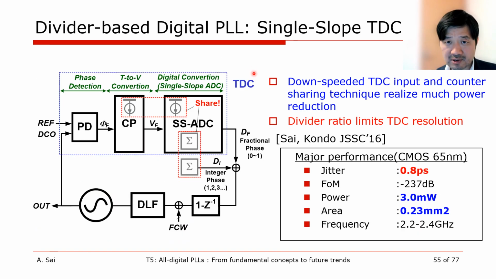This slide shows a divider-based digital PLL with single slope TDC. Downspeeded TDC input and the counter sharing technique realize much power reduction, as mentioned before. However, TDC maximum resolution depending on the divider ratio limits the PLL jitter performance.